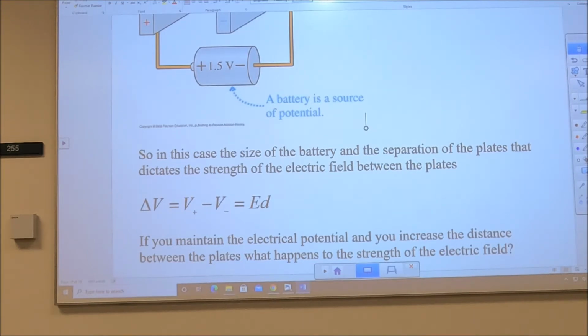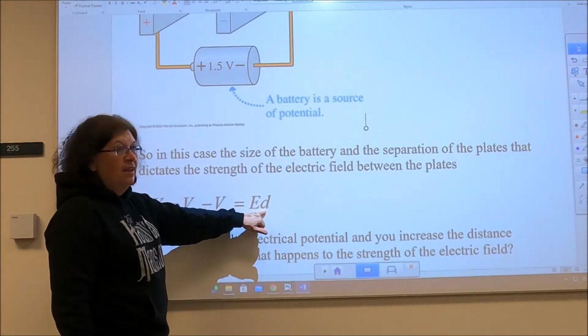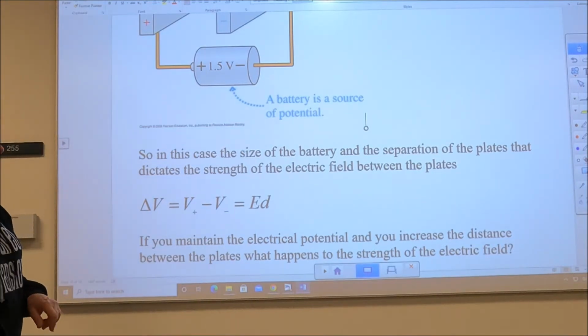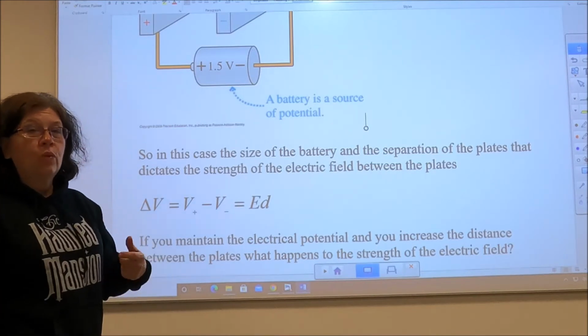If I were to now have that battery attached and I were to pull the plates further apart, since delta V is set, if I increase d, the separation, the strength of the electric field is going to decrease. If I were to decrease the separation, the strength of the electric field would increase.